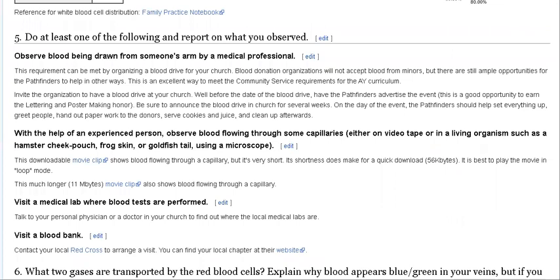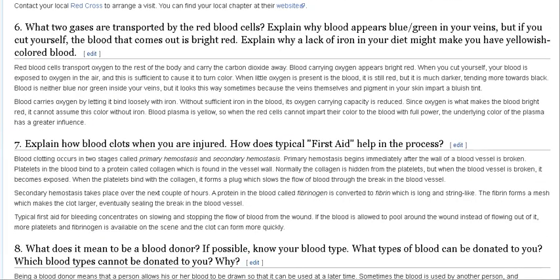Do at least one of the following and report on what you observe. Observe blood being drawn from someone's arm by a medical professional. This requirement can be okay. So I'm sure in your time in Tunisia, you've seen your mother go and give blood, or some uncle or some relative go and give blood. Okay, so that's a requirement. I'm sure you've done it individually.